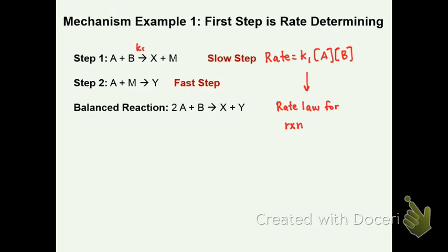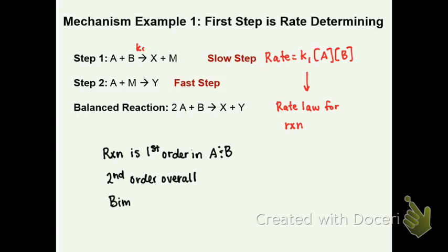So this reaction is going to be first order in A and B, and second order overall. And so it's a bimolecular reaction because it depends on collision of two particles, A and B.